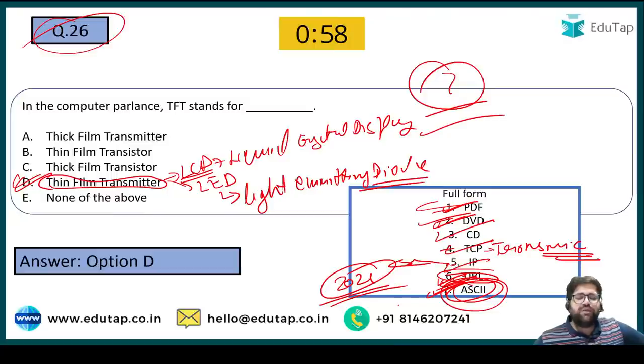The first word starts with American standard. American standard code for information interchange. So Sajjad has given a very organized answer. So yes, these are certain very important full forms which you should remember from your examination point of view.